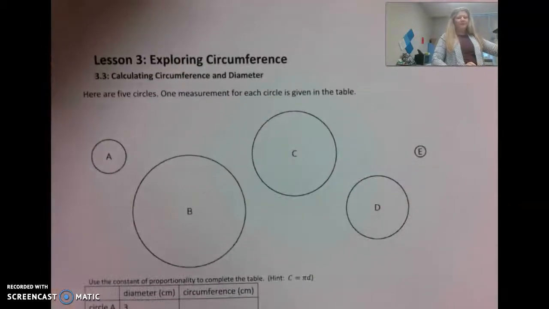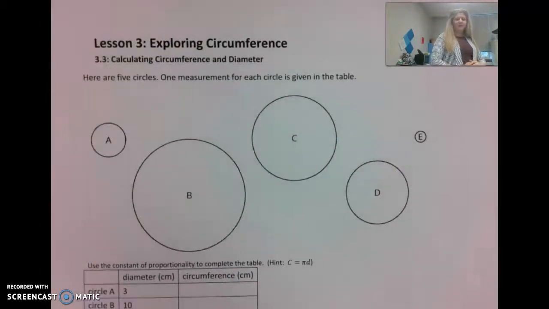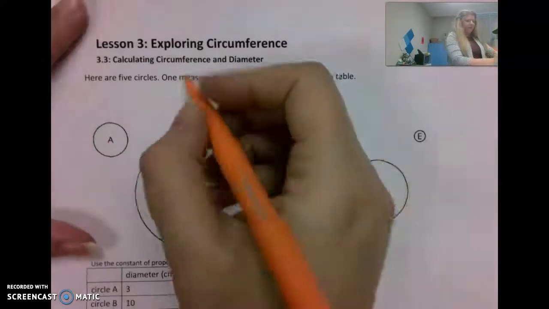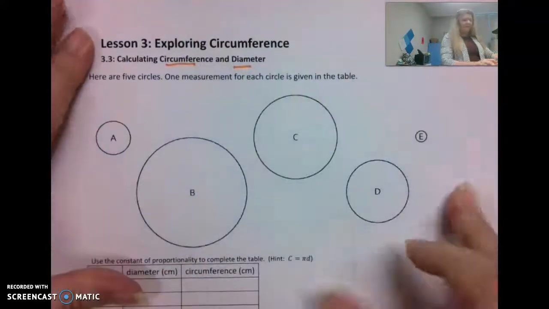Hello. Today we're going to be looking at exploring circumference. Yesterday we did that sum, and we also talked a lot about pi. So today we're going to look at these circles and we're going to explore the circumference. First thing, let's review our two vocabulary words today.